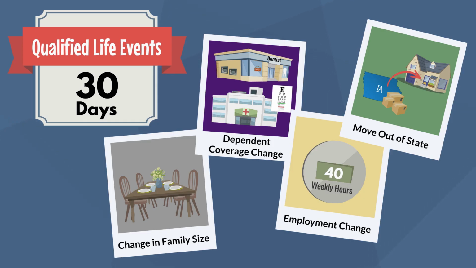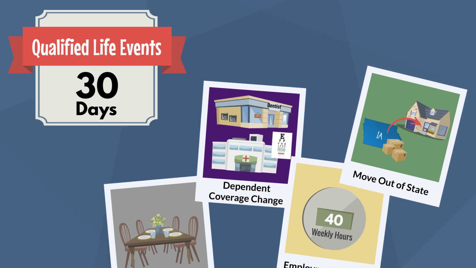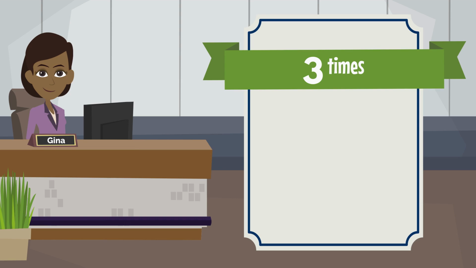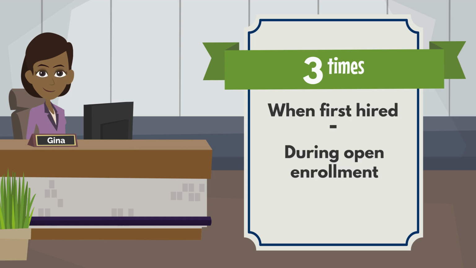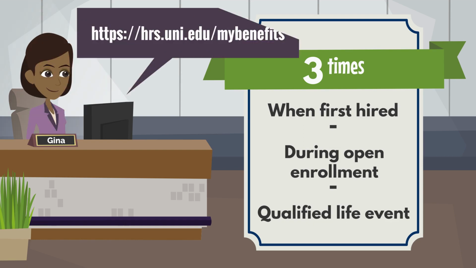Once you have confirmed you've had a qualified life event, you typically have 30 days from the date of the event to report it and make the desired changes to your benefits. To summarize, you can make changes to your benefits when you're first hired, during our open enrollment, or 30 days from a qualified life event. A full list of qualified life events can be found on the My Benefits website.